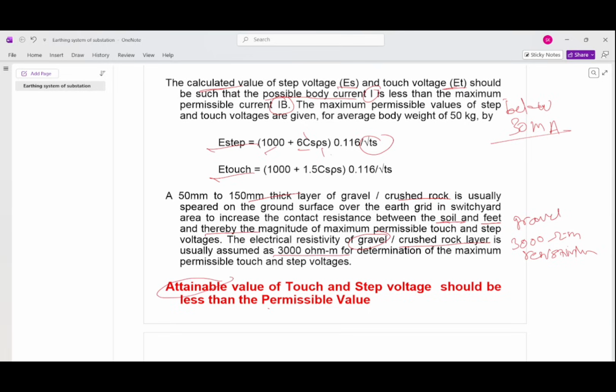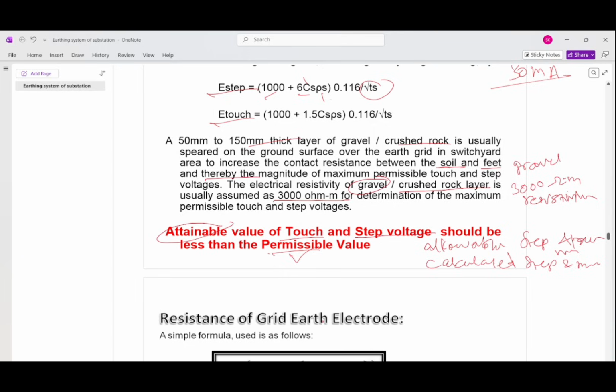The attainable values of touch and step voltage should be less than the permissible value. So the permissible value is the allowable step and touch voltages, and the actual calculated step and mesh voltages shall be less than the permissible value, meaning the allowable value.